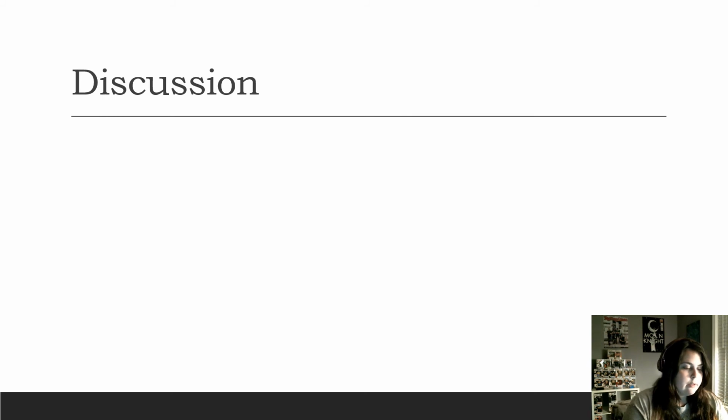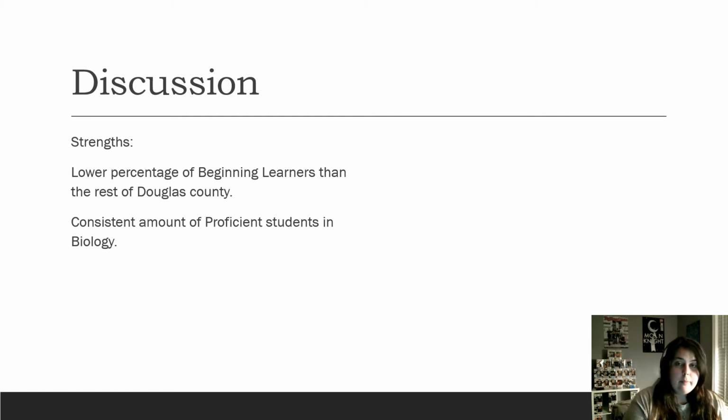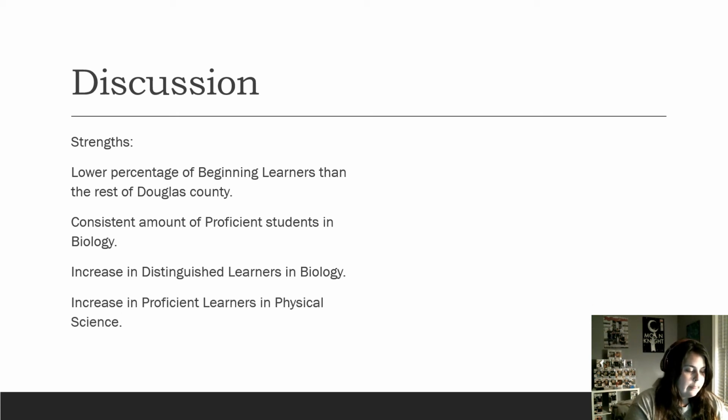Okay, so the strengths. We have a lower percentage of beginning learners than the rest of Douglas County, and that's for both of our milestones. Consistent amount of proficient students in biology. There's an increase in distinguished learners in biology, and there was an increase in proficient learners in physical science.